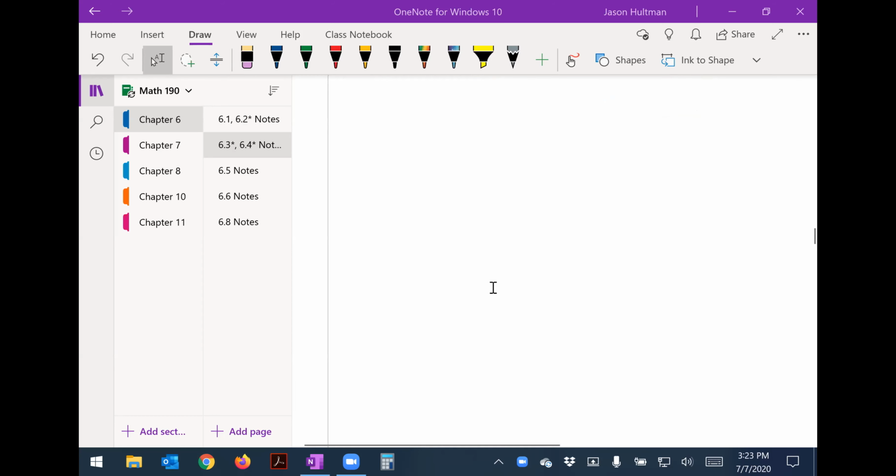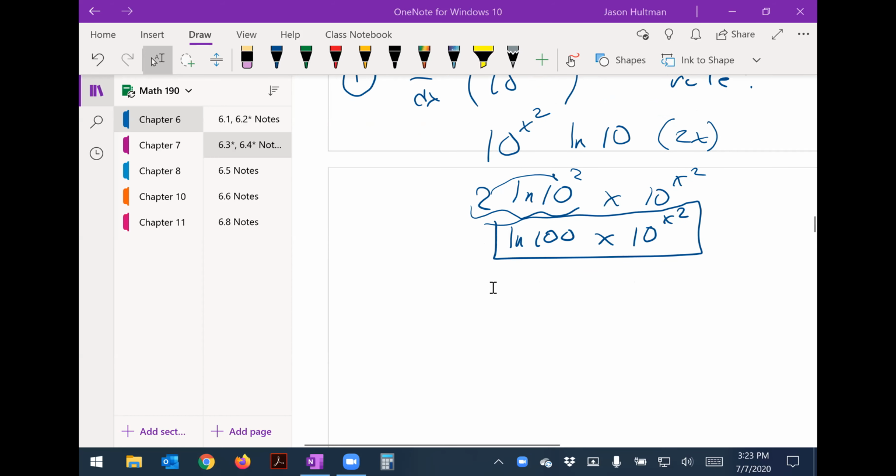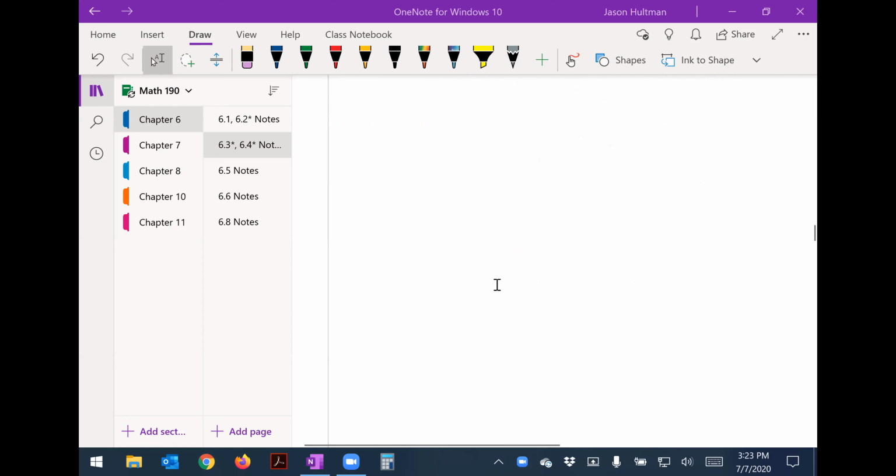Okay, let's do number 2. I probably shouldn't say it like that. Let's work on problem number 2, shall we? Oh yes, we shall. First, let's look at the integral of b to the x. What's the integral of b to the x dx? Well, I'm glad you asked. It's b to the x over the natural log of b plus c, where b is greater than 1.